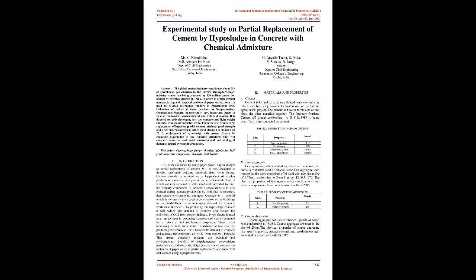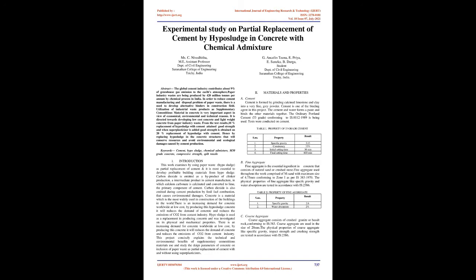From the test results, 10% replacement of cement with hypo sludge attained good strength, and when superplasticizer is added, good strength is obtained at 20% replacement of cement with hypo sludge. Hence, by using hypo sludge in concrete structures, resources will be conserved and the environmental and ecological damage caused by cement production avoided. Keywords: cement, hypo sludge, chemical admixture, M30 grade concrete, compressive strength, split tensile strength.